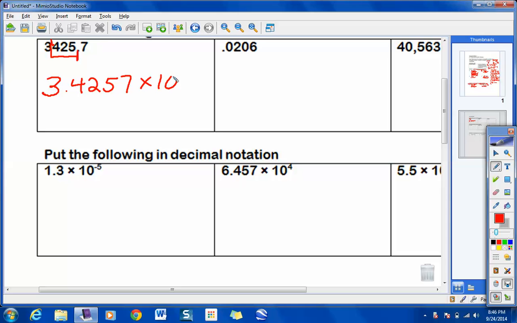First one, right there, 3.4257 to the third. I put my decimal between the 3 and the 4. I had to move right 3 places to where the decimal really is. That's why I have a +3.